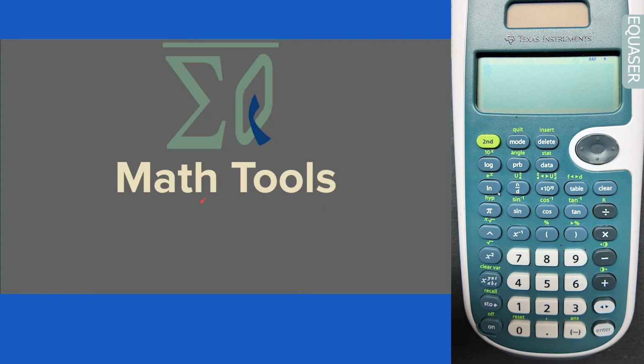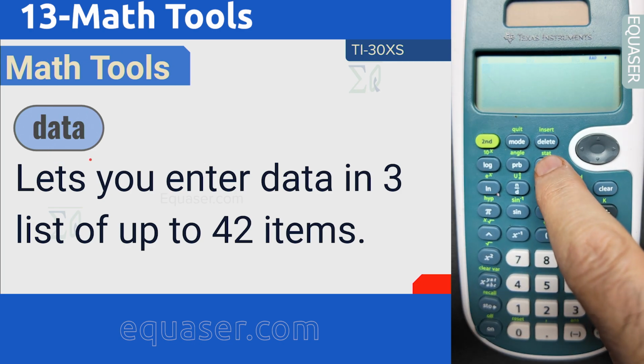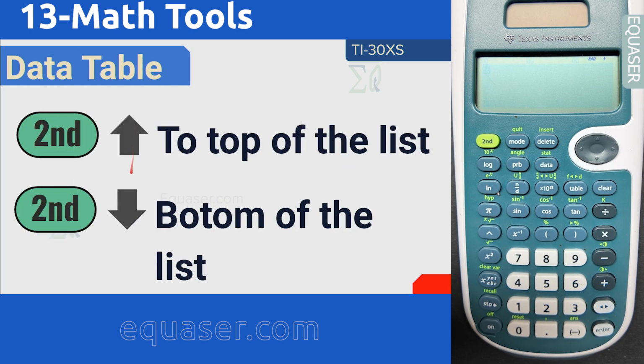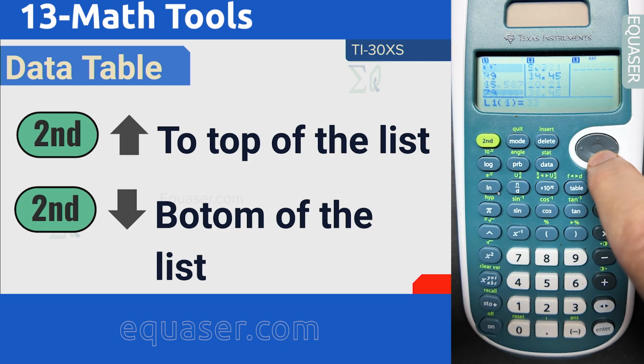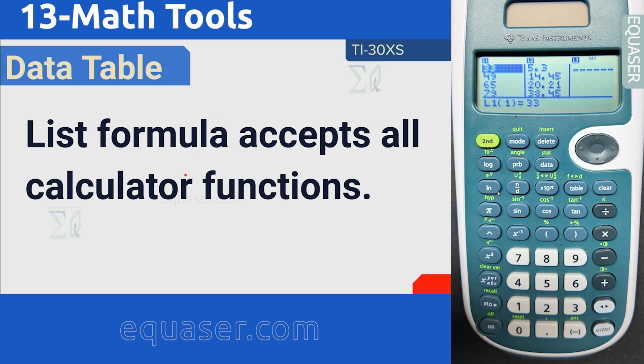Now let's have a look at the math tools. If you press data, this button, the data lets you enter data in 3 lists of up to 42 items. We can go up to the top of the row with second function up. Second function down brings you to the bottom, and this gives you the top of the list.